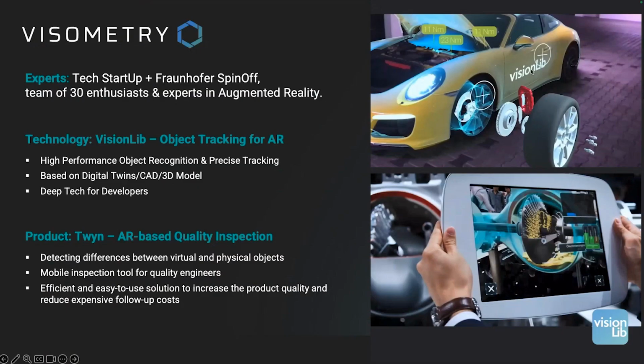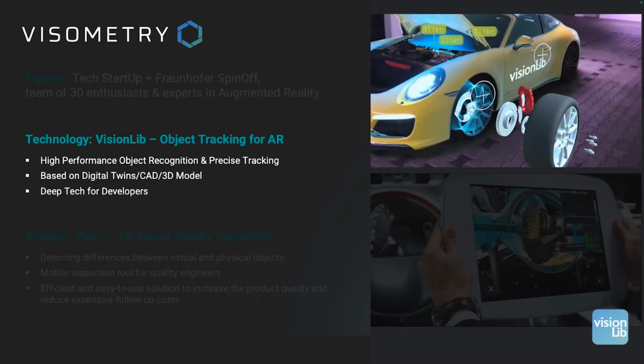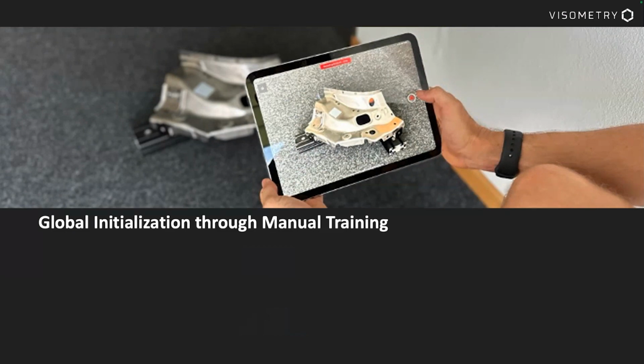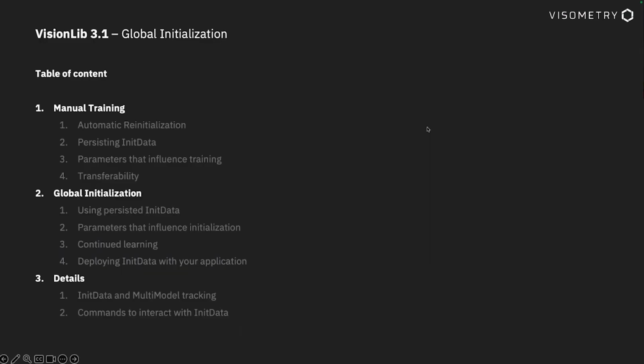We as Visometry are a team of 30 tech enthusiasts and experts in different fields related to augmented reality. At the moment, we have two main areas in which we are active. On the one hand, there's VisionLib, our object tracking library, which most of you probably know. On the other hand, we developed Twin, an AR-based quality inspection tool. In this webinar, we will focus on VisionLib, more precisely on global initialization through manual training.